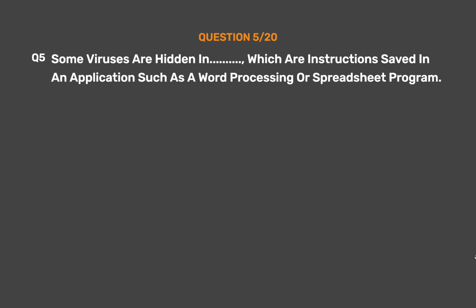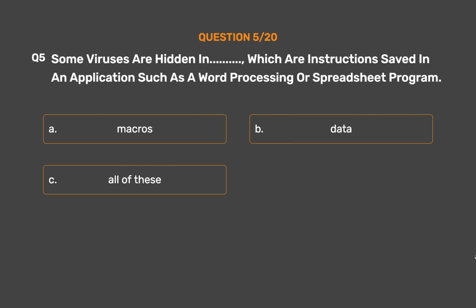Question number 5. Some viruses are hidden in, which are instructions saved in an application such as a word processing or spreadsheet program. Option A. Macros. Option B. Data. Option C. All of these. Option D. None of these.